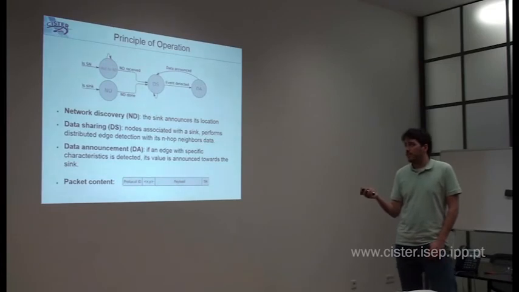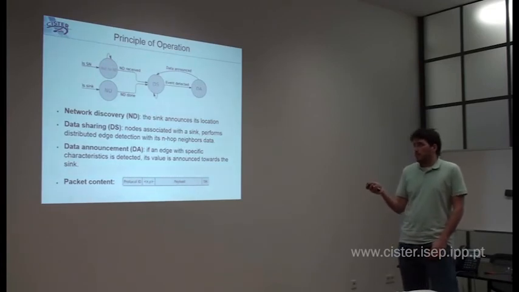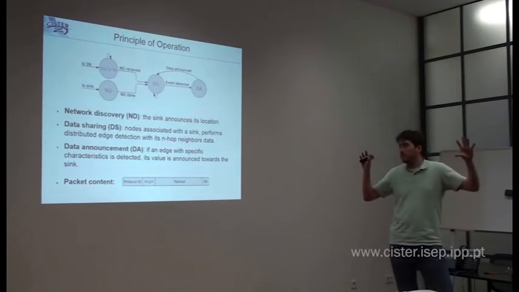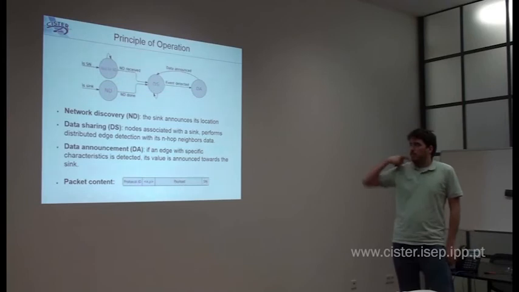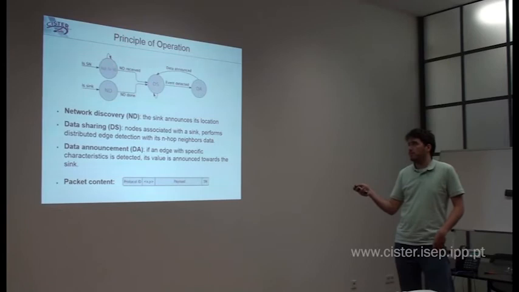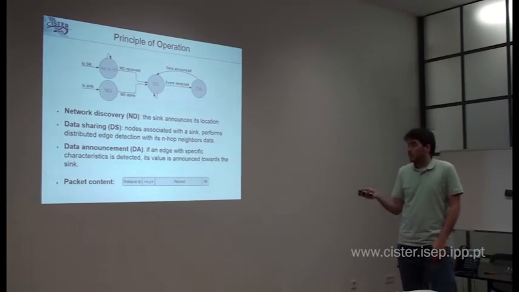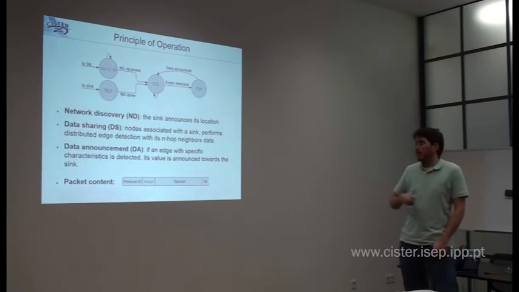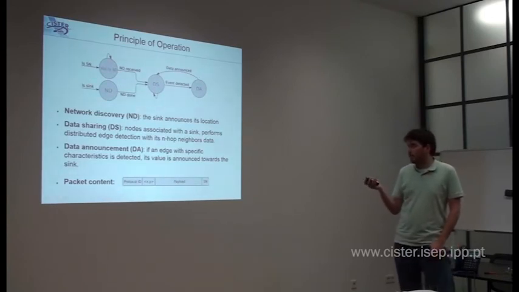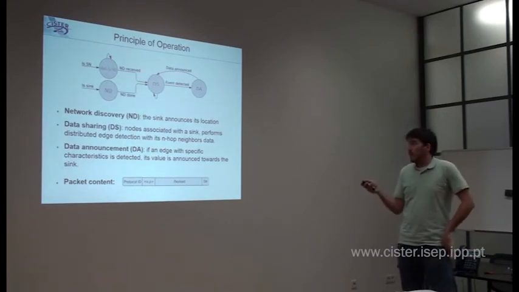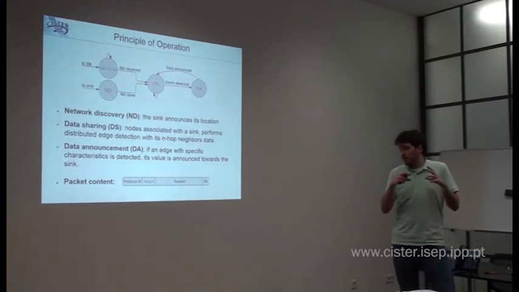Mostly any node can be configured as a sync. If you are the sync, you announce yourself to the network to show where you are, so you perform network discovery. If you are not a sync, you wait for a network discovery, at least one, since you can have more than one sync. Then you know where the closest sync is.